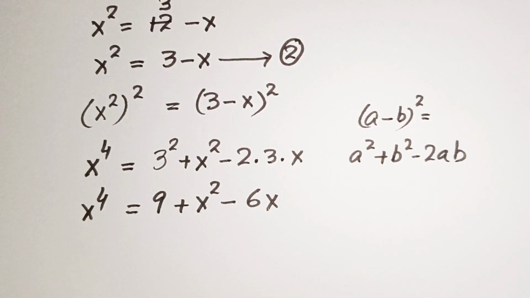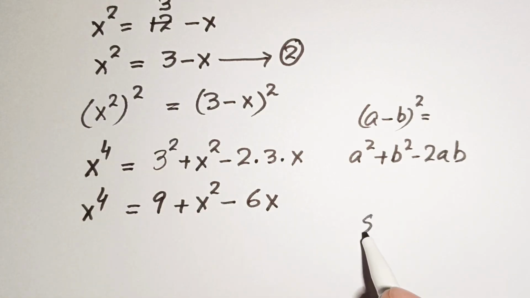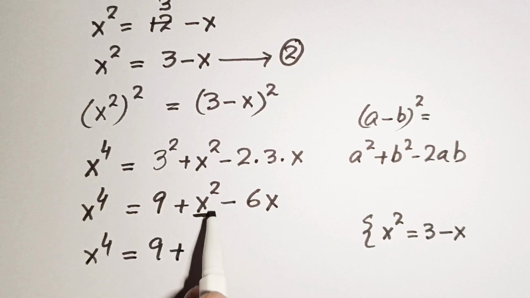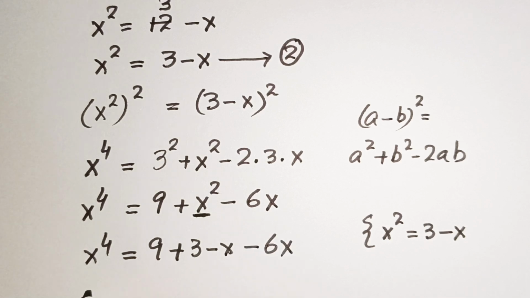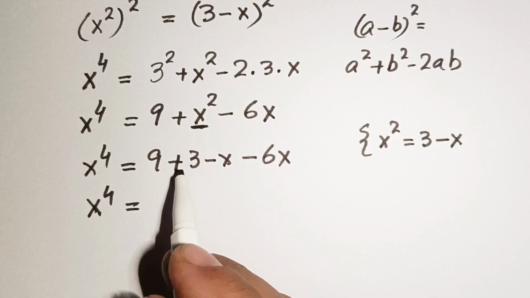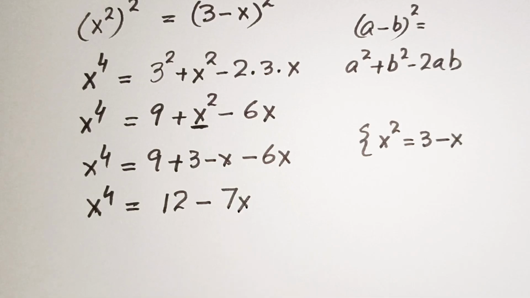Now here, as we know from our equation number 2, the value of x squared is equal to 3 minus x. Now substituting here the value of x squared, we get x to the power 4 is equal to 9 plus (3 minus x) minus 6x. So here we have x to the power 4 is equal to 9 plus 3, which is 12, and minus 6x minus x, we have minus 7x.